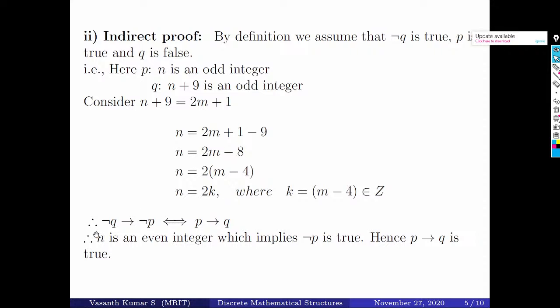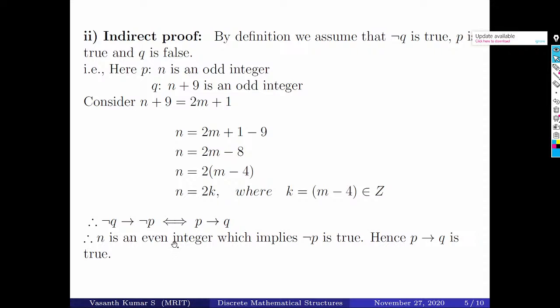Hence I have proved that negation q implies negation p. See here, I have considered negation q, then I have proved that part as negation p. Negation p is what? Here p is considered an odd integer, and I am coming with an even integer here. n is an even integer. So hence it is proved: negation q implies negation p. So that implies p implies q.